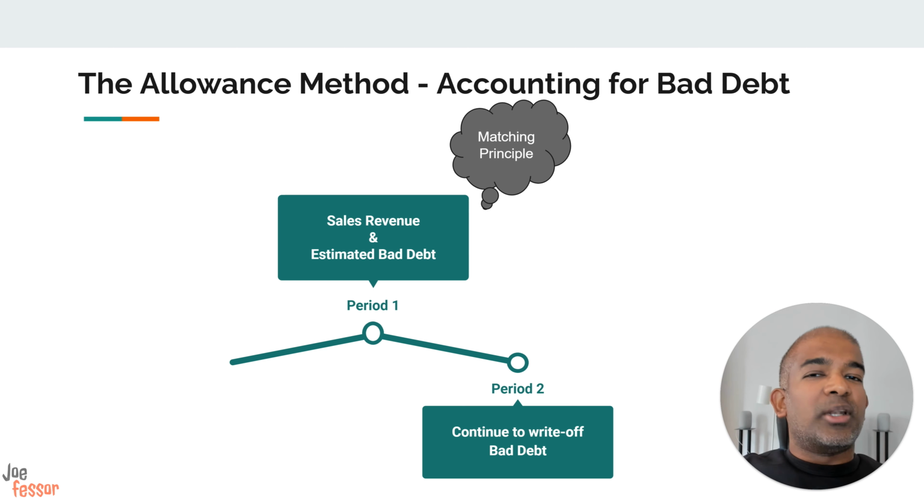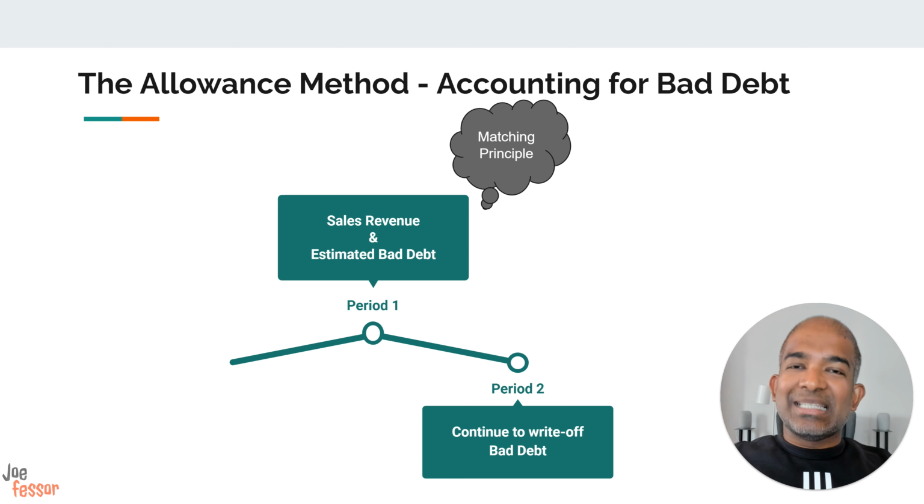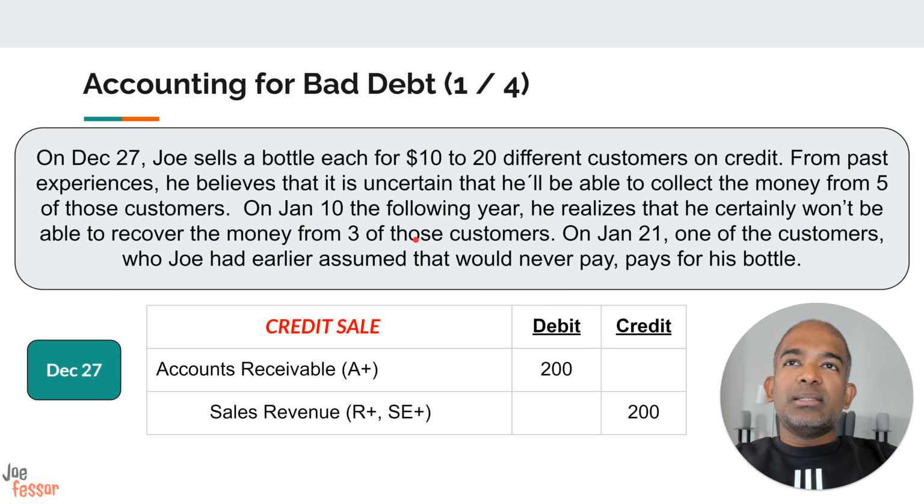By doing this, you're in line with the matching principle because now your bad debt is matched with the revenue that has been earned in the same time period. And you're not waiting for the bad debt to be written off in a different time period. Now that you've already estimated bad debt in the current time period and made the appropriate journal entries, in the future, whenever your customers do not pay, you can write them off as bad debt as and when they happen. We'll look at this in a lot more detail by using an example and showing how to do the journal entries.